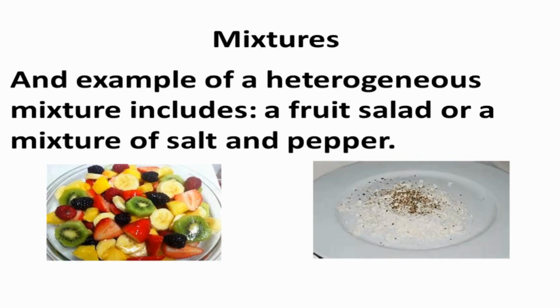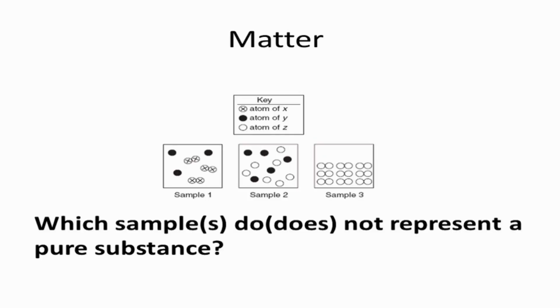Consider the following example. Which sample or samples do or do not represent a pure substance? From the key, three elements are being shown: an X-centered element, a shaded element, and an unshaded element, labeled X, Y, and Z, respectively. In sample 1, we see a combination of X-centered elements and shaded elements. In sample 2, we see a combination of shaded and unshaded elements. But in sample 3, we see all unshaded elements. Therefore, the samples that do not represent pure substances are samples 1 and 2.